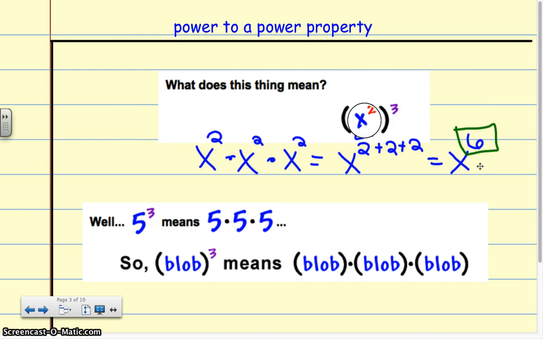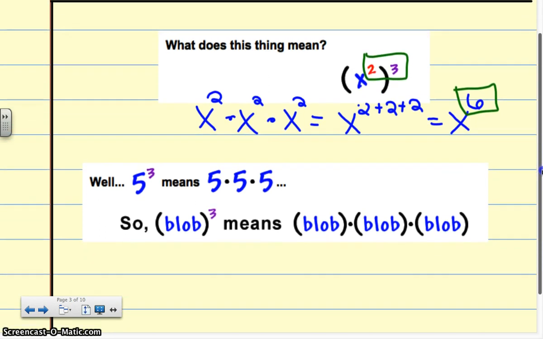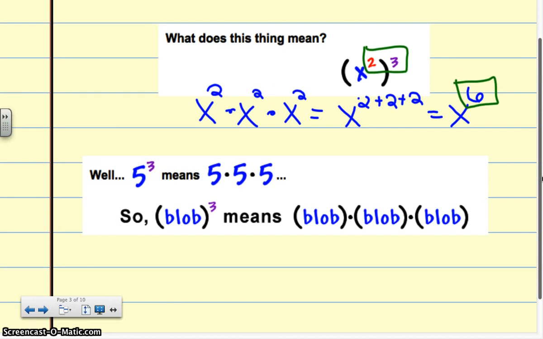Let me erase this for a second. And these two numbers. Let's test our theory. 5 cubed means 5 times 5 times 5. So anything inside here cubed would mean whatever it is times whatever it is times whatever it is. I happen to call that blob. Blob times blob times blob.